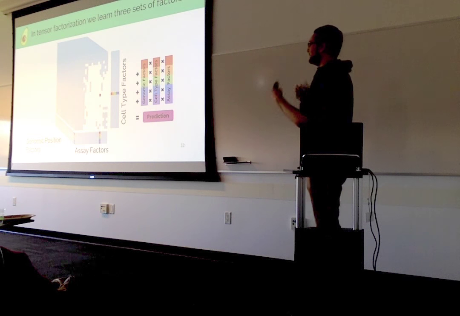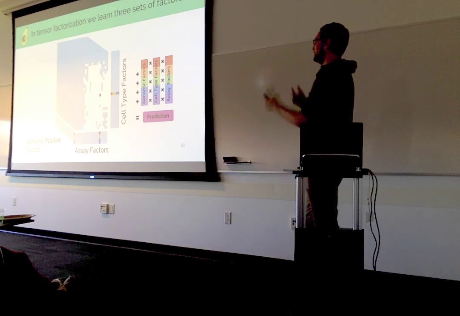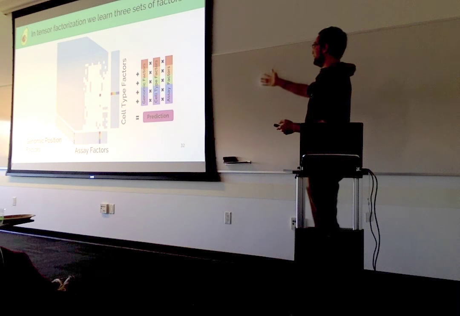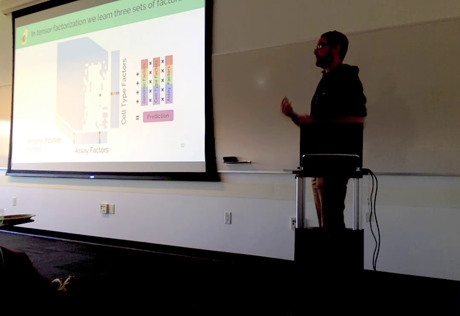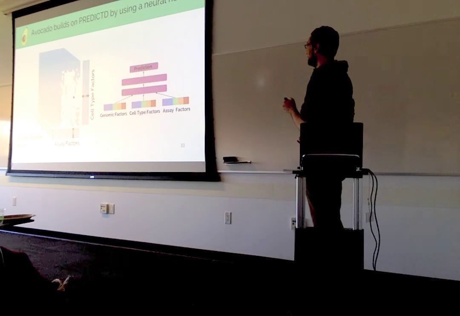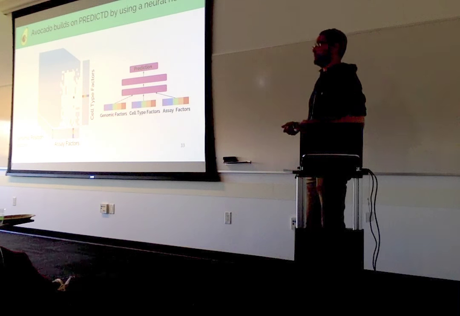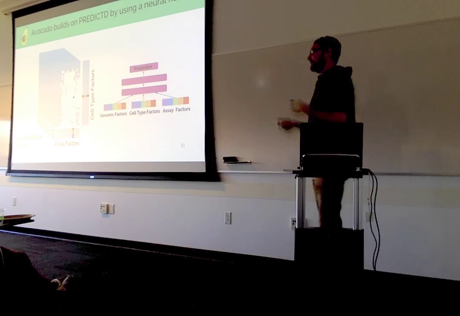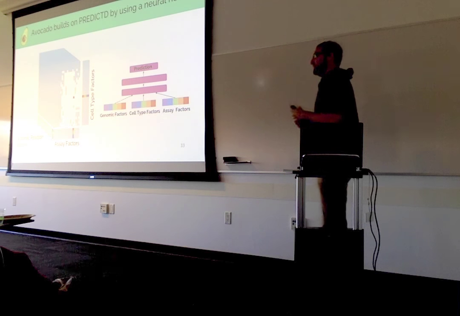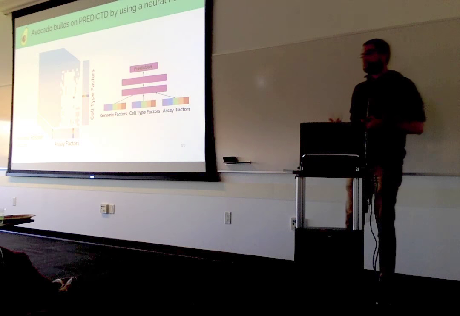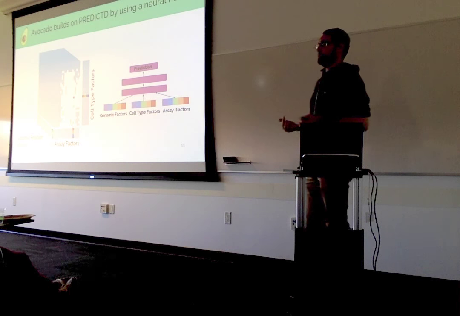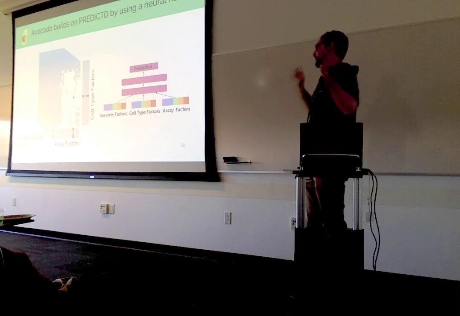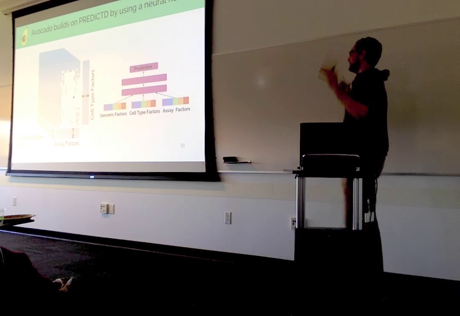So with the tensor factorization setting, what you have are these 3 sets of factors, and you use a dot product between them in order to get your prediction. The first way in which Avocado extends upon PREDICTD is that you feed all of these factors into a neural network. And the reason that you would do this is, of course, because one of the best applications of deep learning is when you have lots of data and no real understanding for what's going on. You just apply a deep network to it, and you get good predictions.